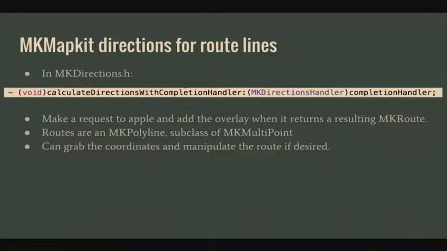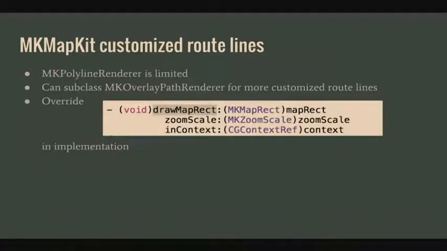The route comes back in the MKDirections completion handler. That's a block. And then in there is an MKRoute, I think, or some argument in there that you can access, and inside that completion block is where you add your overlay. Okay. And then after you add the overlay, you have to go to the renderer for overlay method to actually do more fancy stuff. That's where you would initialize your subclass that overrides draw map rect to have your customized route lines.